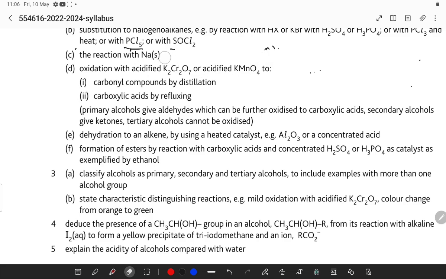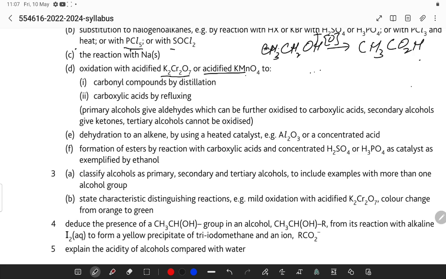So, oxidation of alcohol with acidified potassium dichromate or acidified potassium manganate: CH3CH2OH forms CH3CO2H in the presence of acidified potassium manganate or acidified potassium dichromate, and the observation is purple to colorless, or in this case orange to green.